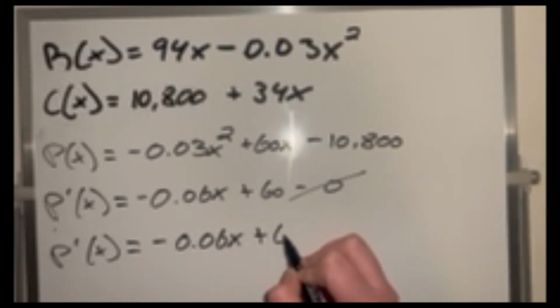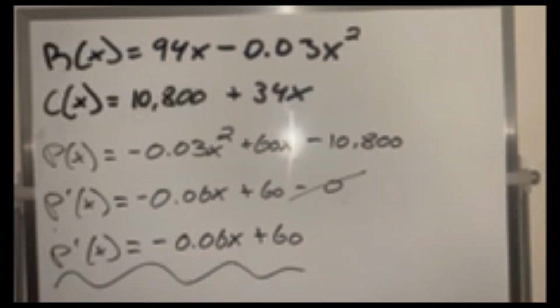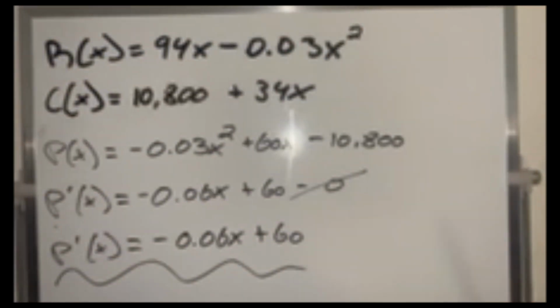so your marginal profit function will be P prime of x equals negative 0.06x plus 60. And once related back to problem number 19 from our textbooks, this will be the marginal profit for producing x amount of cell phones, no matter what that value for x is.